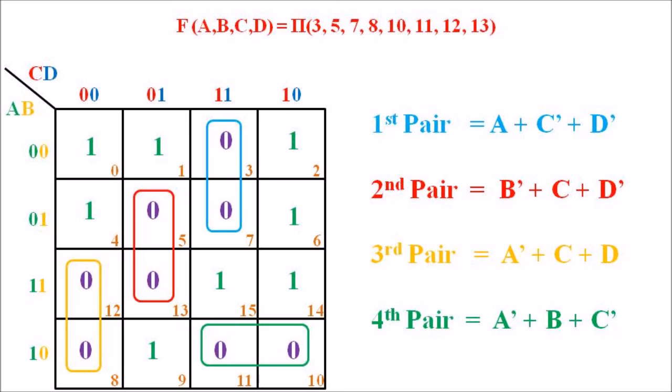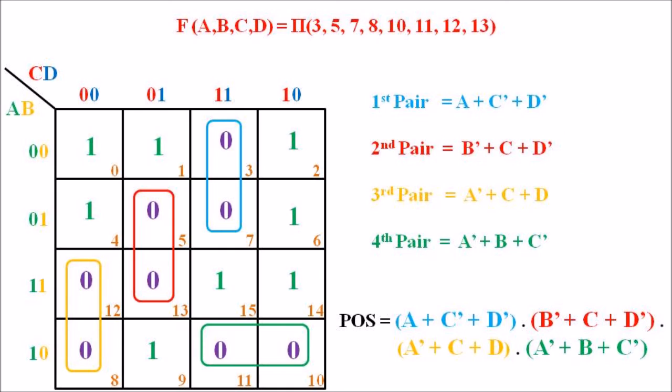We have reduced all the independent pairs or groups, and the final POS for this function will be the ANDing of all these individual pairs. That is, POS is equal to (a plus c complement plus d complement) into (b complement plus c plus d complement) into (a complement plus c plus d) into (a complement plus b plus c complement). So the given function can be represented in POS like this. My dear students, I hope you understood this topic.